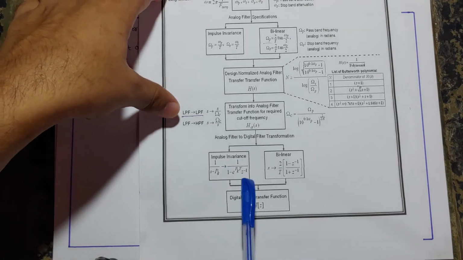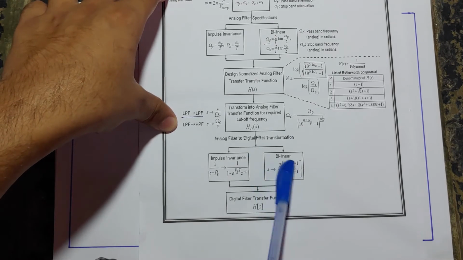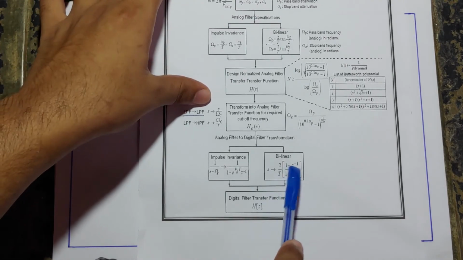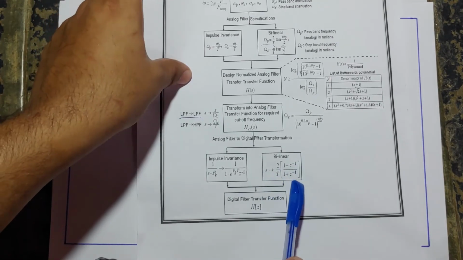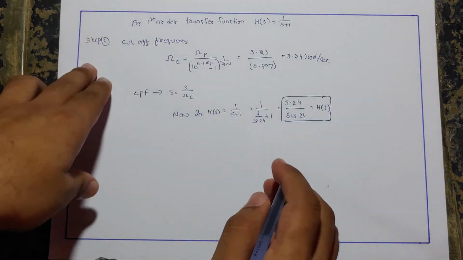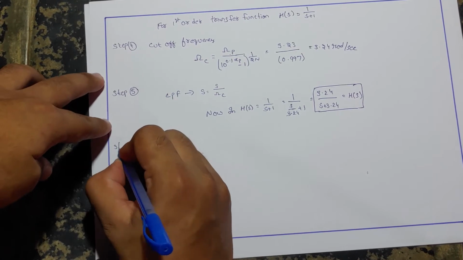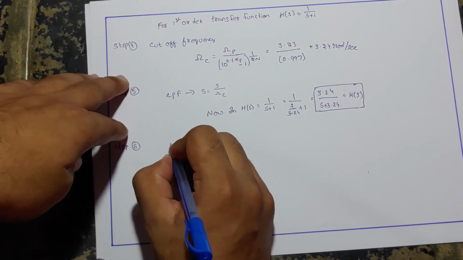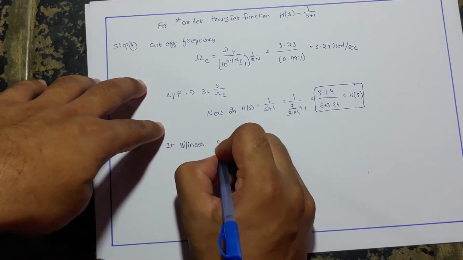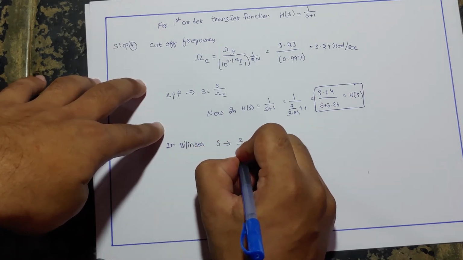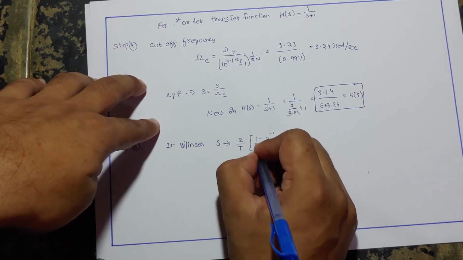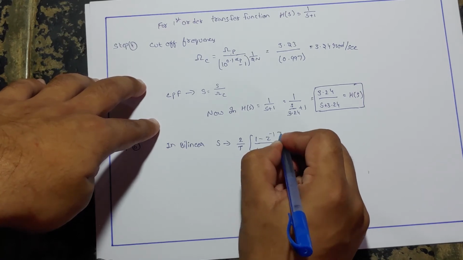Now we have come till here. Now in the bilinear transformation, s will be in the format of 2 by T times 1 minus z inverse by 1 plus z inverse, which gives H of z. Now let us do it. In step 6, we know that in bilinear, s would be in the format of 2 by capital T, which is 1 minus z power minus 1 by 1 plus z power minus 1.